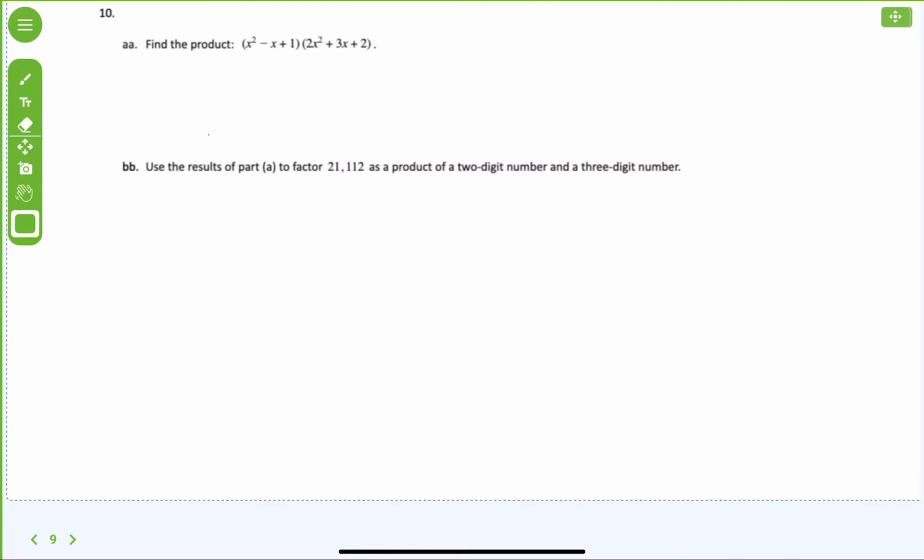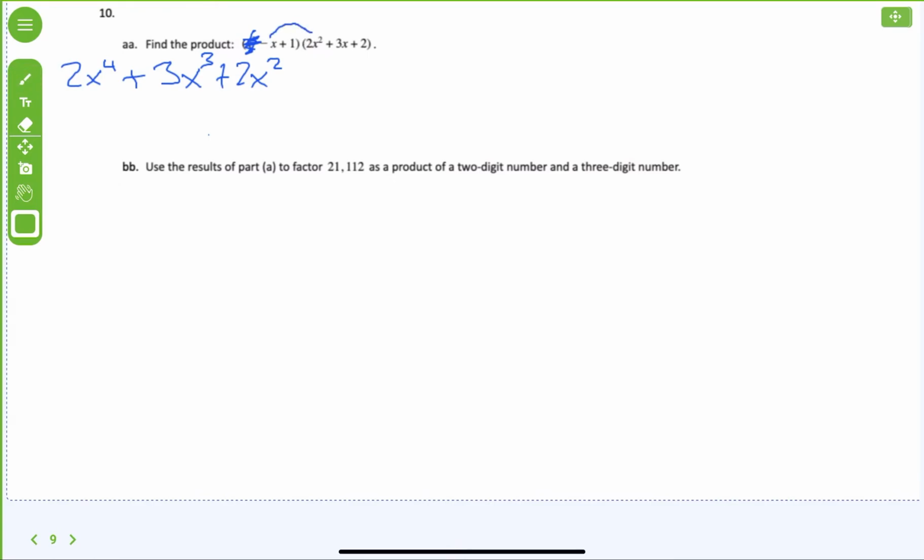We ready? What is x squared times 2x squared? That is going to be 2x to the fourth. X squared times 3x plus 3x to the third. Because when you're multiplying exponents, you add them. X squared times 2 is plus 2x squared. We're done with that. Get rid of it. Okay, I'm going to go ahead and erase those.